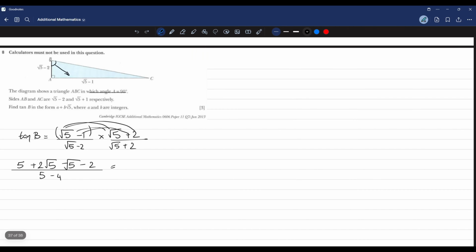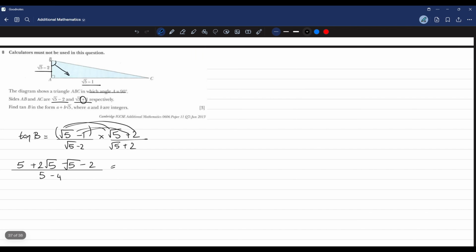Oh, I got it now. There's a problem in the question. Basically, in the question, sides AB and AC are given as under root 5 minus 2 and under root 5 plus 1. However, in the diagram, both under root 5 minus 2 and under root 5 minus 1 have a subtraction sign. But in the question, this one is under root 5 plus 1. So the answer is also going to be different depending on what you copied down.